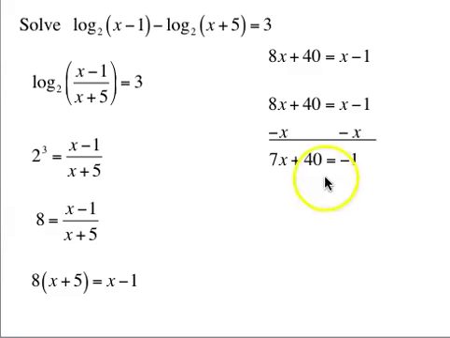Subtract x from both sides, so 8x minus 1x is 7x. Plus 40 equals negative 1. Add negative 40 to both sides. Divide by 7. x is negative 41 over 7.